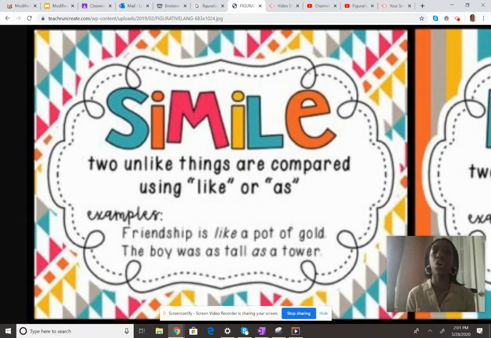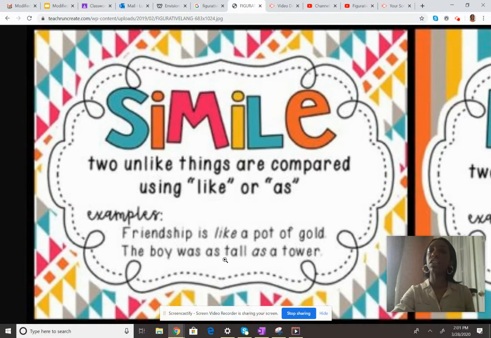Okay, for example, friendship is like a pot of gold. Okay, so the two things that are being compared are friendship and a pot of gold. How do we know that it's a simile? Again, because I see this key word right here, like. Okay, now let's look at this other one. The boy was as tall as a tower.